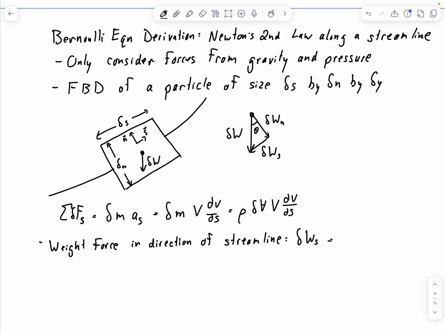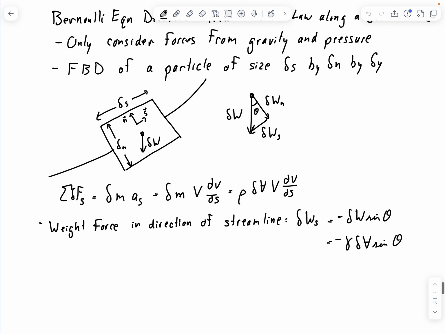And so this we can rewrite as minus delta W sine theta, and we can rewrite that then as minus gamma times our differential volume, delta V, sine of theta. So that's the weight force in the direction along the streamline.